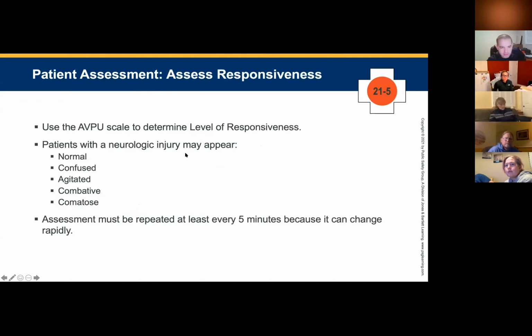All right, and then we can use the AVPU scale to determine level of responsiveness. Patients with a neurological injury may present as normal, confused, agitated, combative, or comatose.